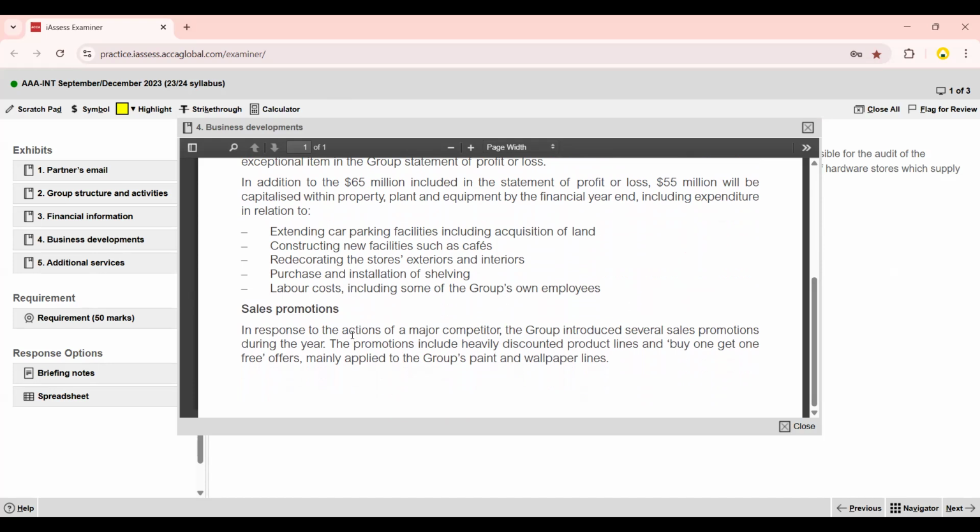Sales promotions. In response to the actions of a major competitor, the group introduced several sales promotions during the year. Again, it will affect our profitability. The promotions include heavily discounted product lines and buy one get one free offers, mainly applying to the group's paint and wallpaper lines. So that's it for parts A, B, and C.